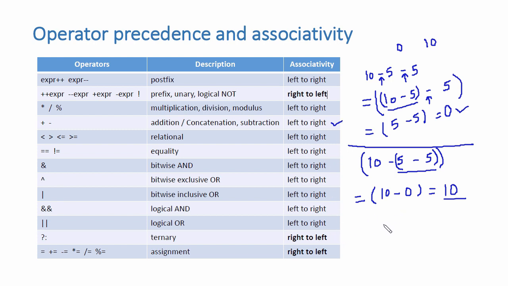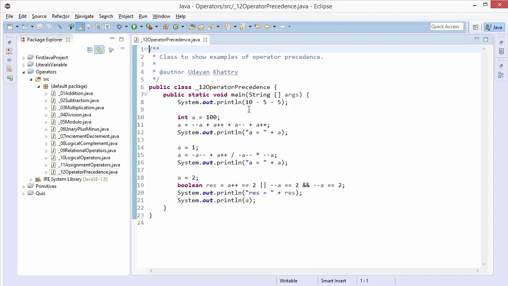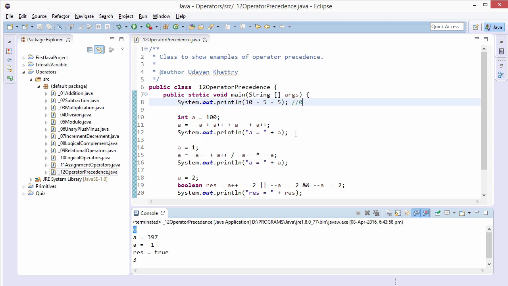Let us see some examples of operator precedence and association. In this example, we have 4 equations. First one we had already seen. Output was 0. This is the second equation. This is the third equation. And finally, we have the fourth equation. Let us check the output of all the equations first. So the first output is 0.